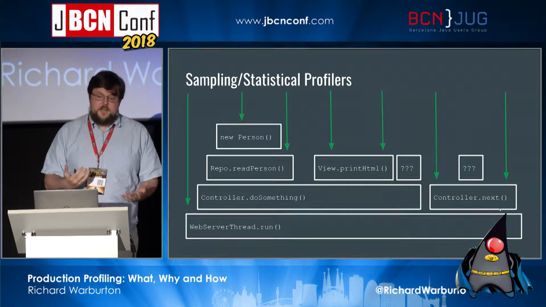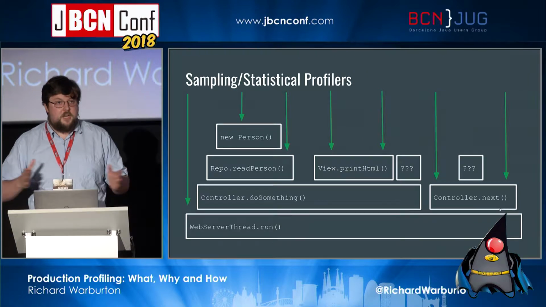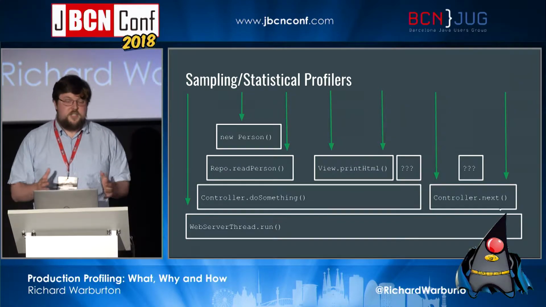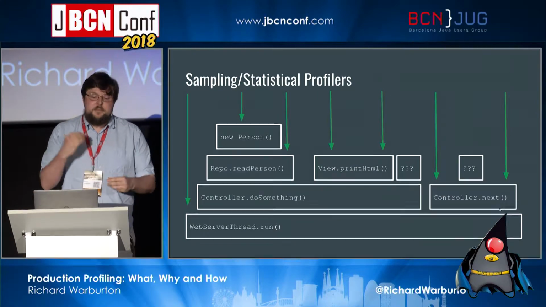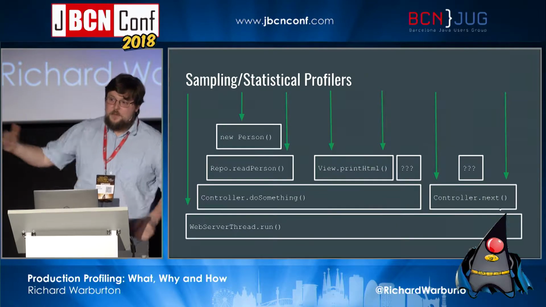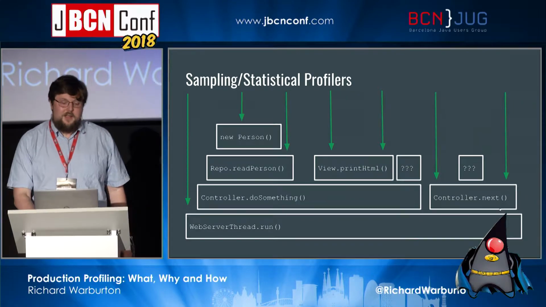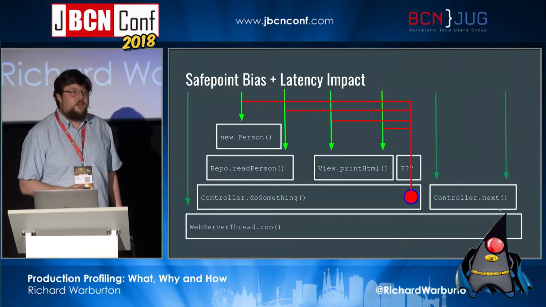So they're probabilistic, but these offer much lower overhead because you can decrease the sample rate to reduce the overhead, and because it doesn't have to instrument all the code in your application, it doesn't have to add that much extra code to be executed. But there's a big problem with sampling profilers.